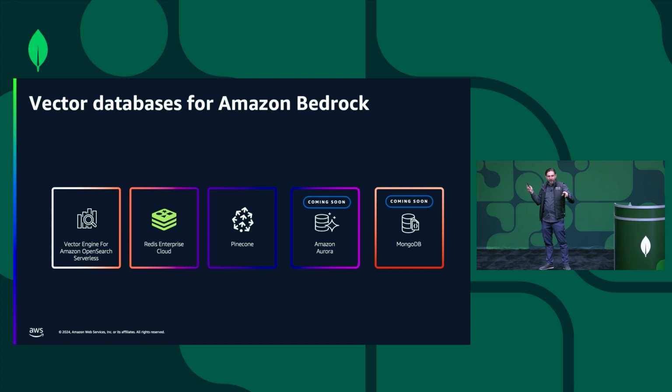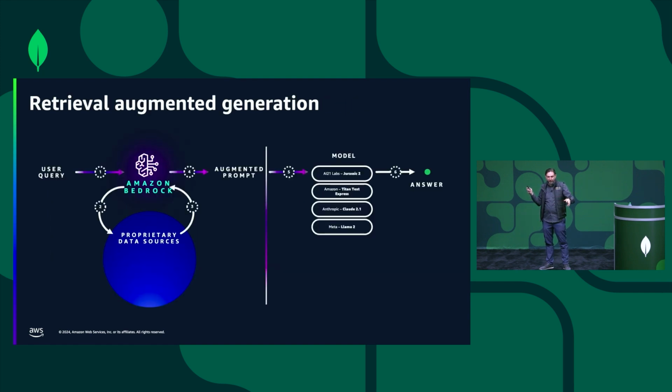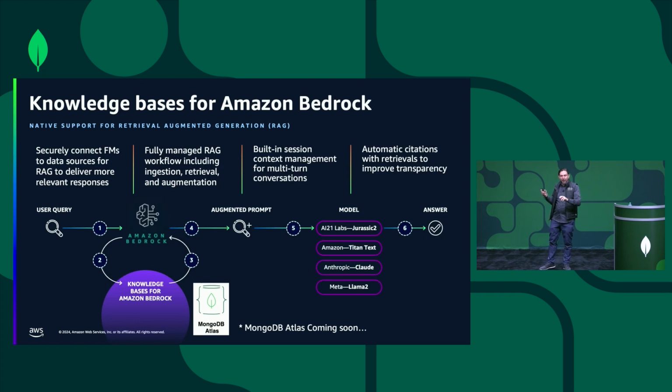There are several vector databases, but the most interesting one is, of course, MongoDB Atlas. This was just announced today. Sahir in the morning talk announced the support for MongoDB Atlas. So the flow is a similar RAG flow. The user makes a query, and the query goes to an API call to Amazon Bedrock.